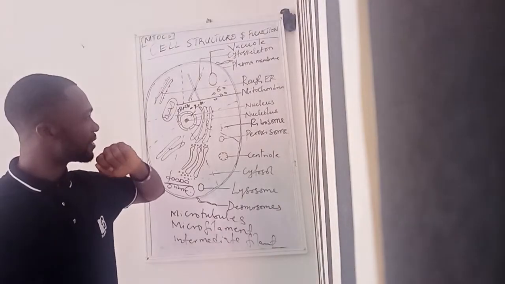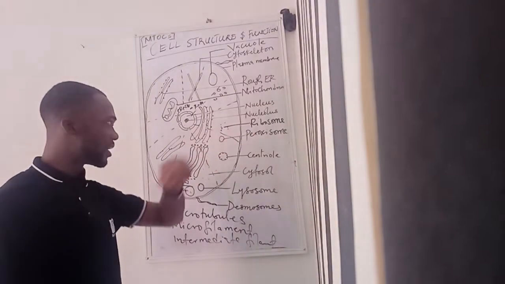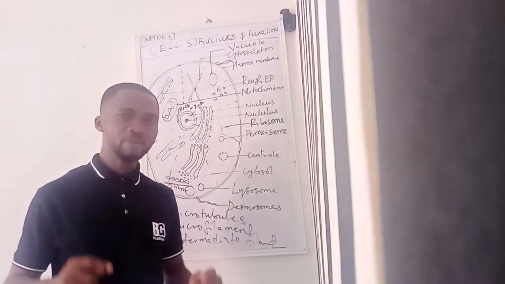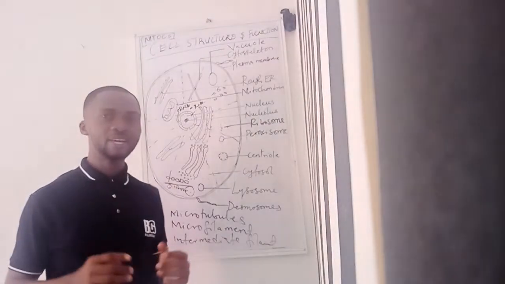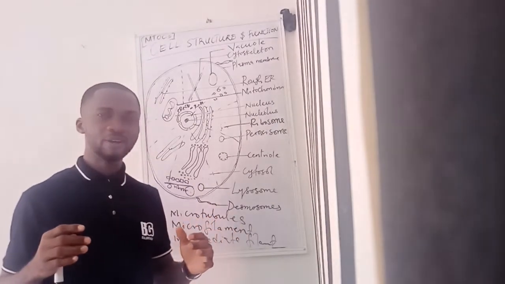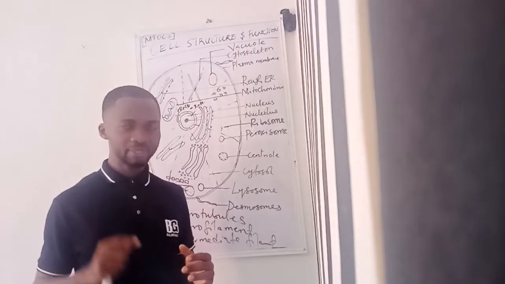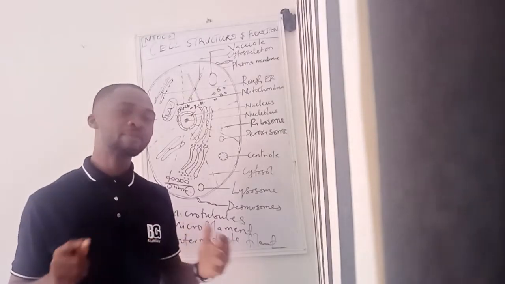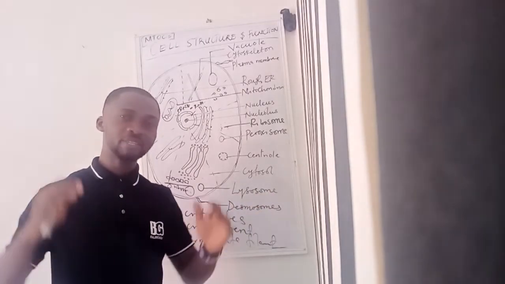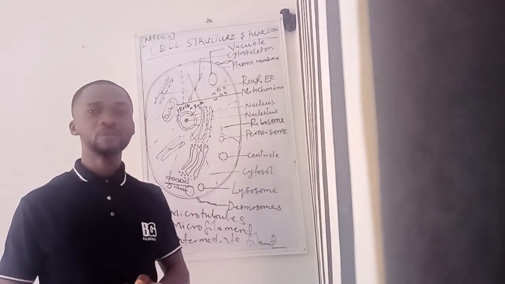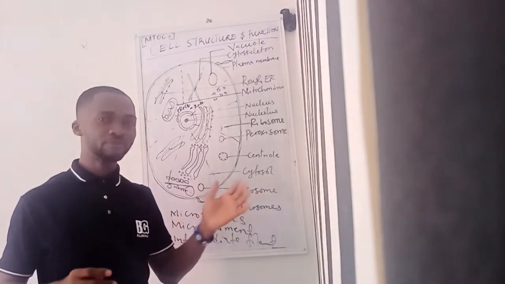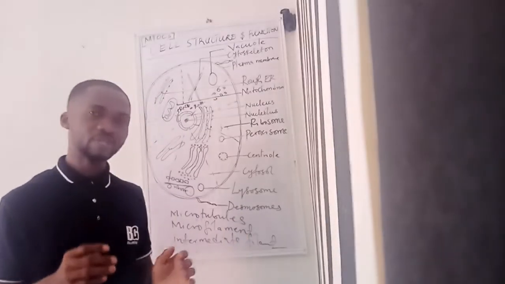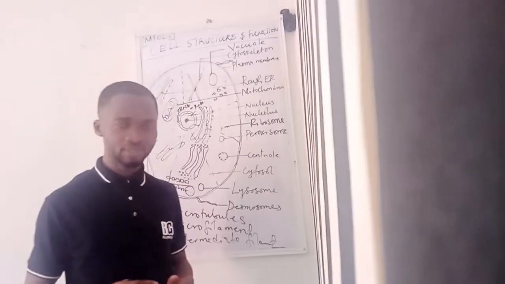Then another organelle is the peroxisome. The peroxisome is also a membrane-bound organelle, and it helps in lipid metabolism and enzyme catalysis. In fact, generally speaking, it helps in oxidation of some substances. That's the function of peroxisome. Peroxisome contains enzymes such as catalase and oxidase.